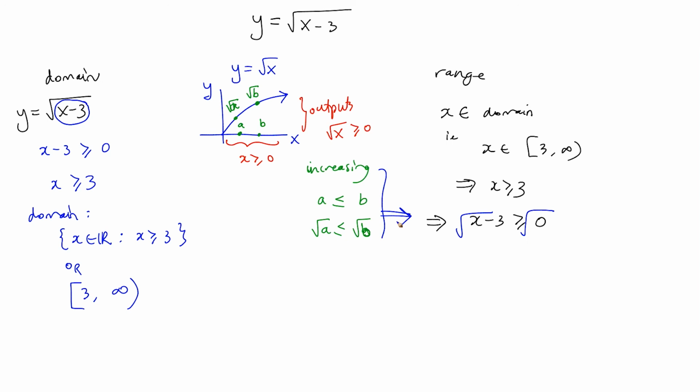So what have we achieved there? Well, the left hand side is actually the values for y, the right hand side is just 0. And that equation there actually gives us the range of our function. So our range is, in other words, all the y's such that y is greater than or equal to 0, or in set notation, from 0 to infinity.